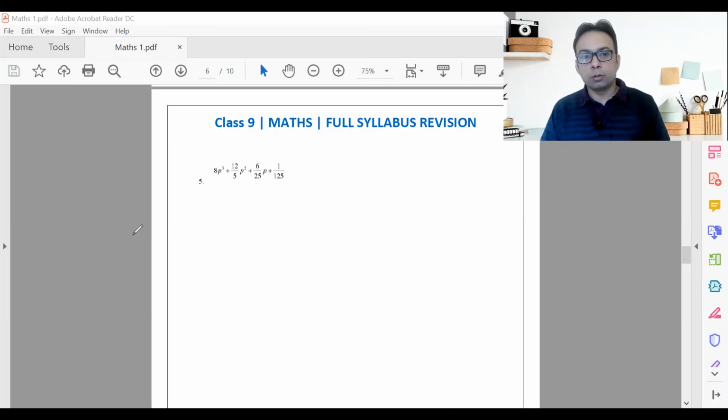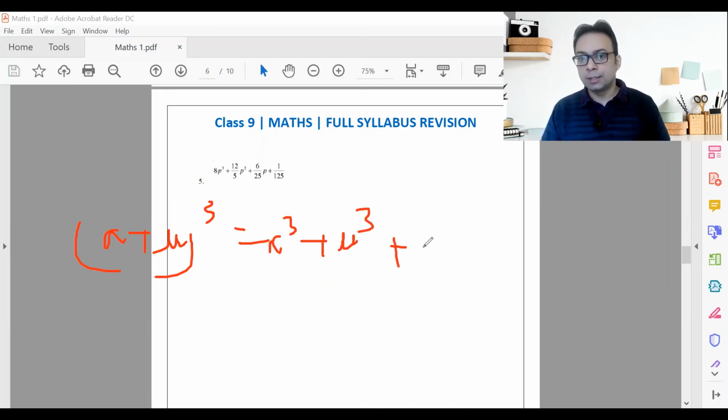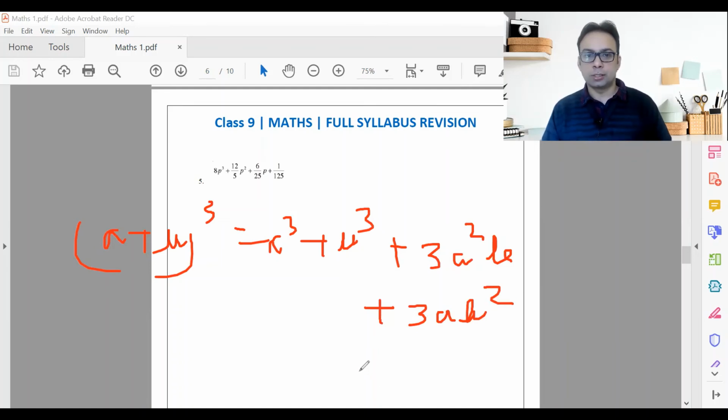What is (a plus b) whole cube? (a plus b) whole cube is how much? a cube plus b cube. Now I'm using a different version of this identity because we are given four terms. So plus 3a square b plus 3ab square. Correct? This is what the identity is. (a plus b) whole cube is a cube plus b cube plus 3a square b plus 3ab square. So I'm not using the previous version that I used in the previous question. I'm using a different version of this identity just by opening up the brackets.